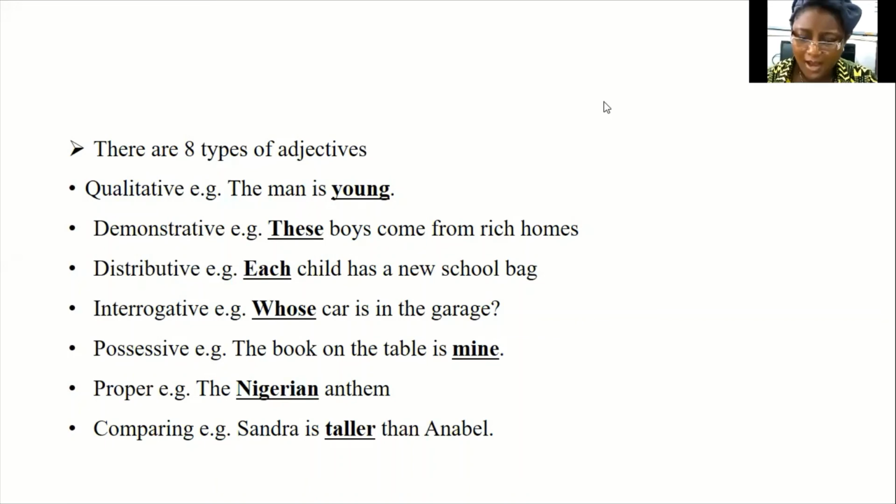Whose car is in the garage? Whose is an interrogative adjective. The book on the table is mine. Mine is a possessive adjective. The Nigerian anthem. Nigerian is a proper adjective. Sandra is taller than Annabelle. Taller is a comparing adjective.